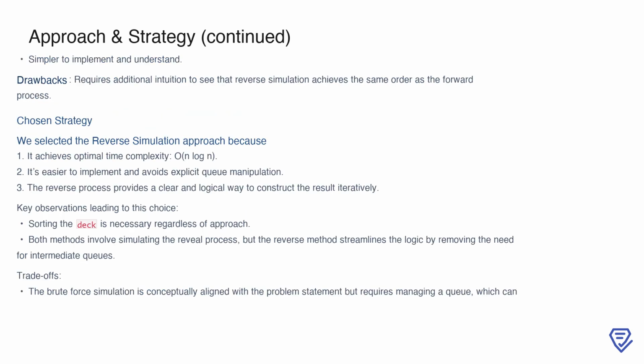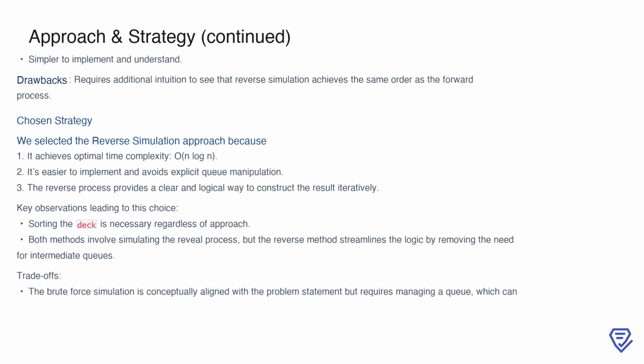The reverse simulation approach is not only simpler to implement but also easier to understand conceptually. By avoiding explicit queue manipulation, it streamlines the logic while maintaining the same level of efficiency. However, this method does require some additional intuition to recognize that reconstructing the deck in reverse achieves the same order as simulating the forward process.